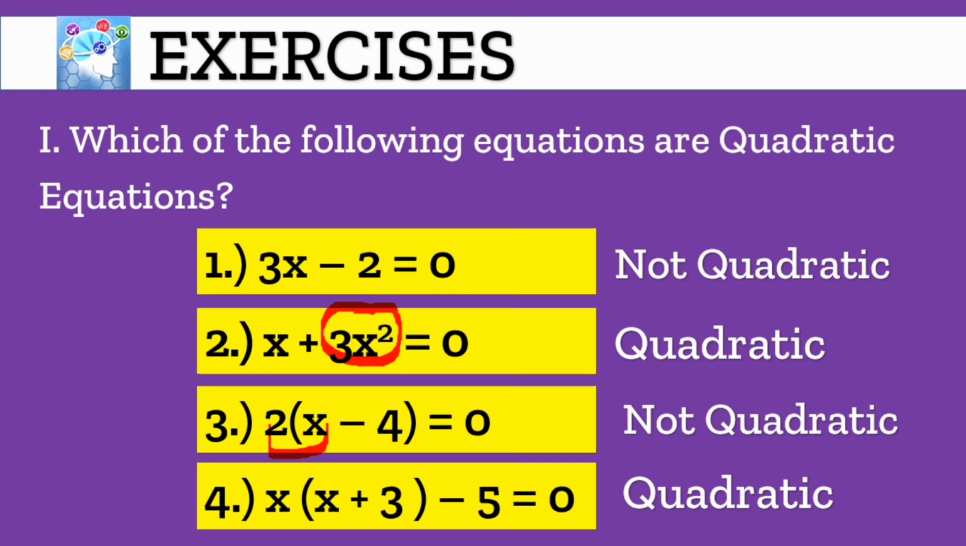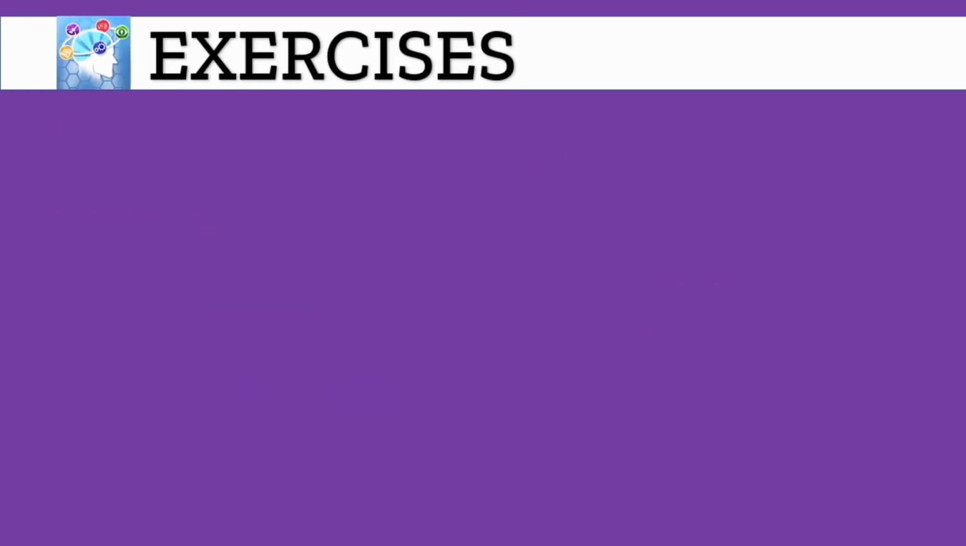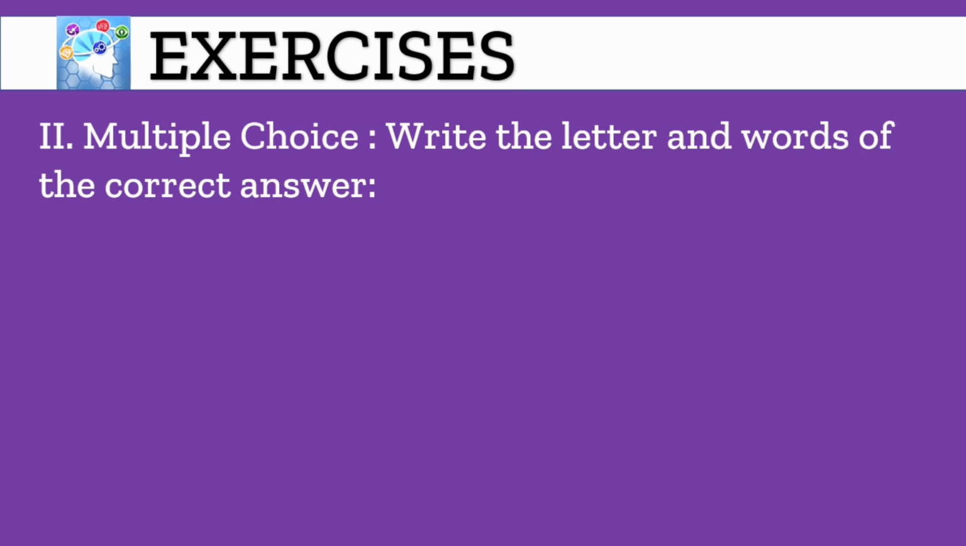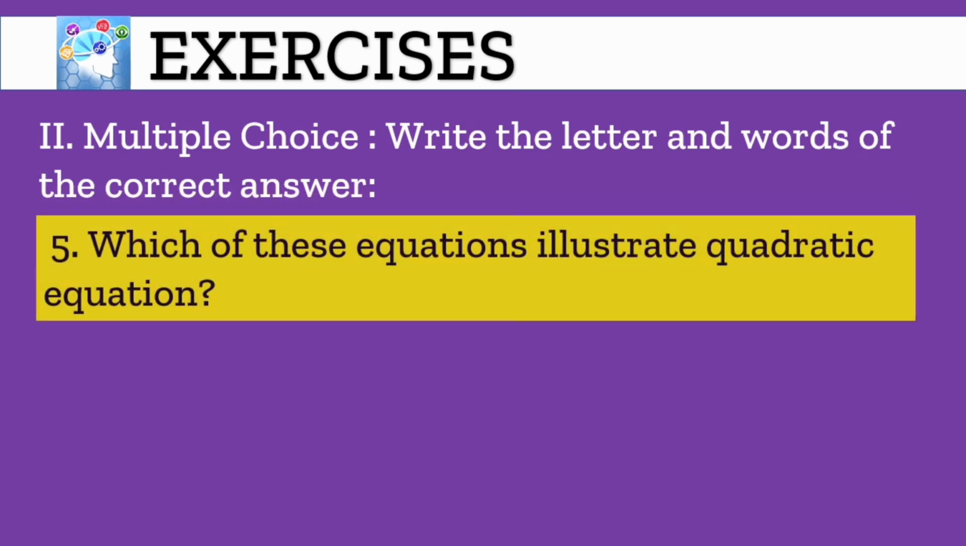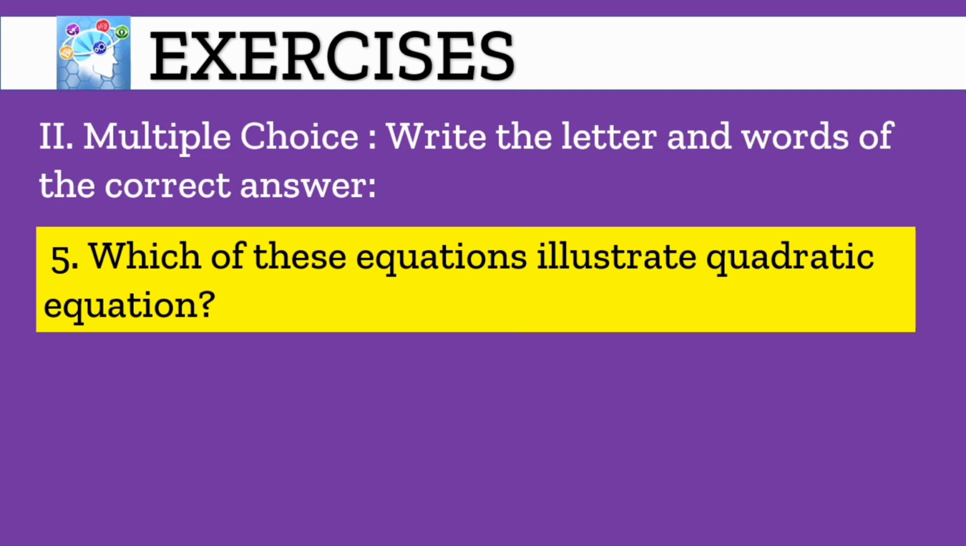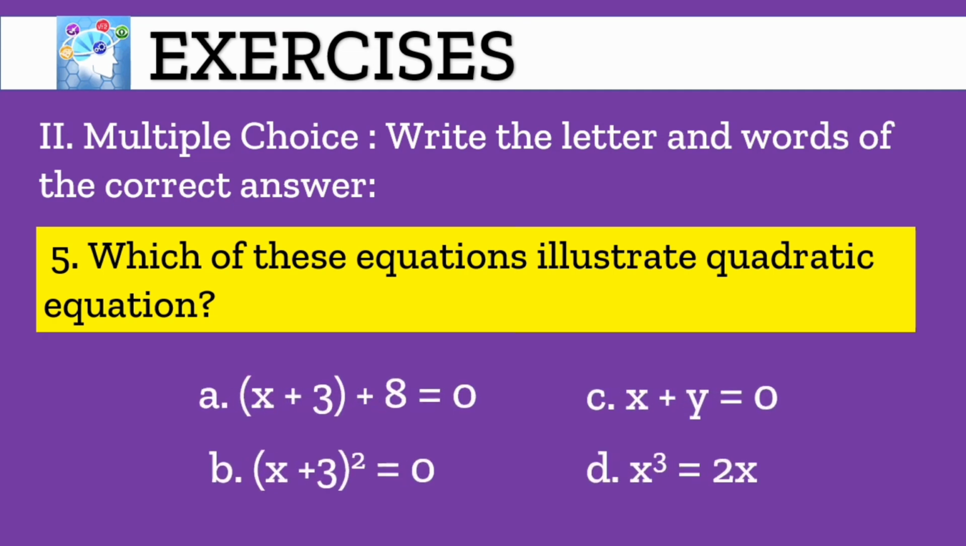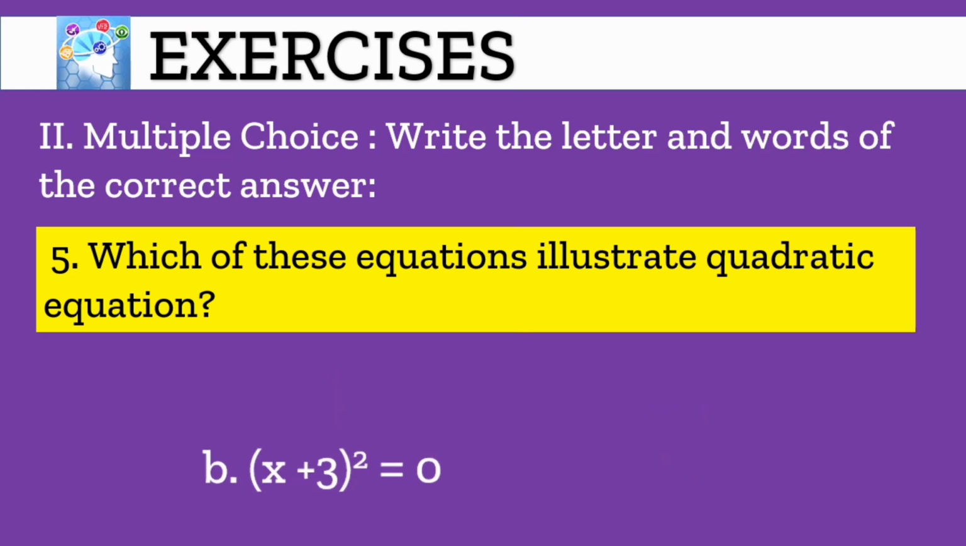I hope so. Next question is multiple choice. Write the letter and words of the correct answer. Number 5, which of these equations illustrate a quadratic equation? Is it A, quantity x plus 3 plus 8 is equal to 0, B, square of x plus 3 is equal to 0, C, x plus y is equal to 0, or D, x cubed is equal to 2x? What is the answer? The correct answer is B, square of x plus 3 is equal to 0.